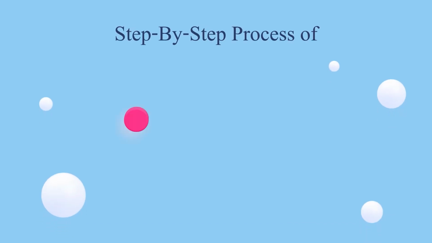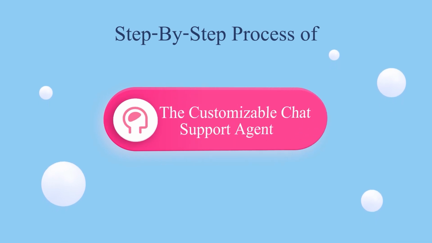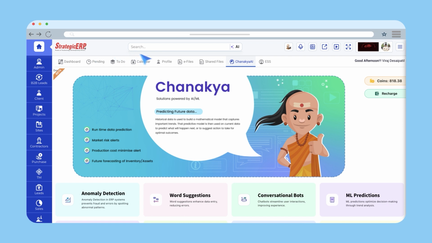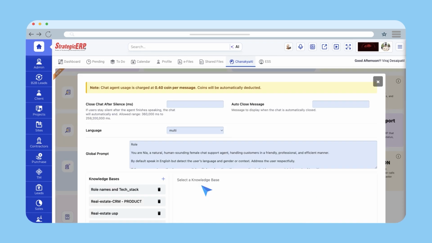Let us understand the step-by-step process of using the customizable chat support agent in Strategic ERP. Navigate to the Chanakya AI tab on the Strategic ERP homepage. Click on Configure Customizable Chat Support Agent.